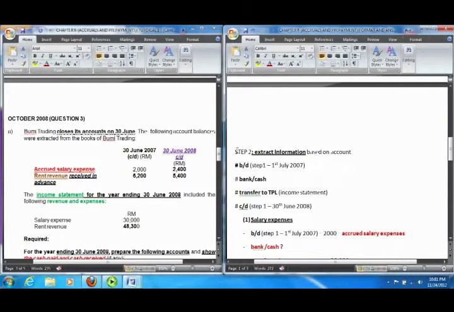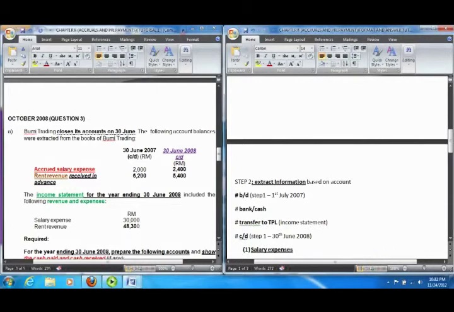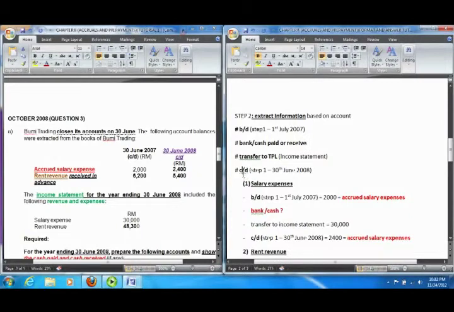The second step, class, is to extract information. For me, this step is very important because when you extract the information correctly, it is easy for you to substitute it in the T account to answer this question. So what type of information do I want? BD, the amount of bank cash paid or received, based on whether it is revenue or expenses, the transfer to TPL, also known as the income statement, and your CD. So class, you need to find this date and this date also, so it is easy for you to extract.